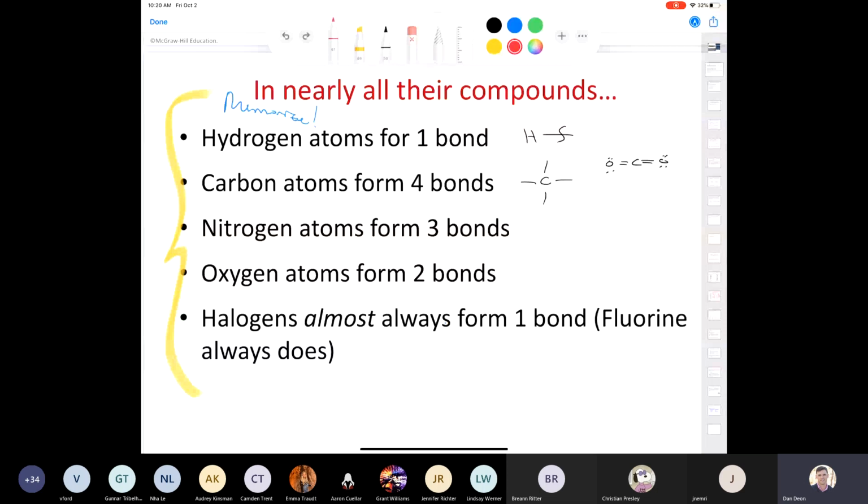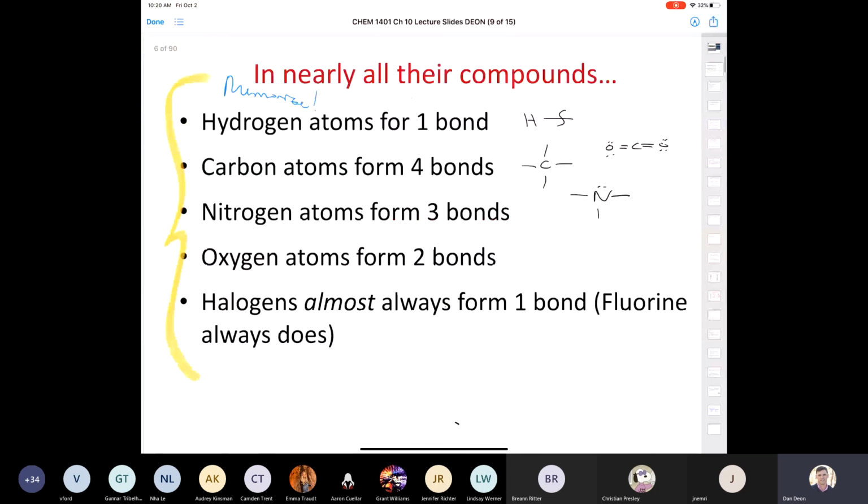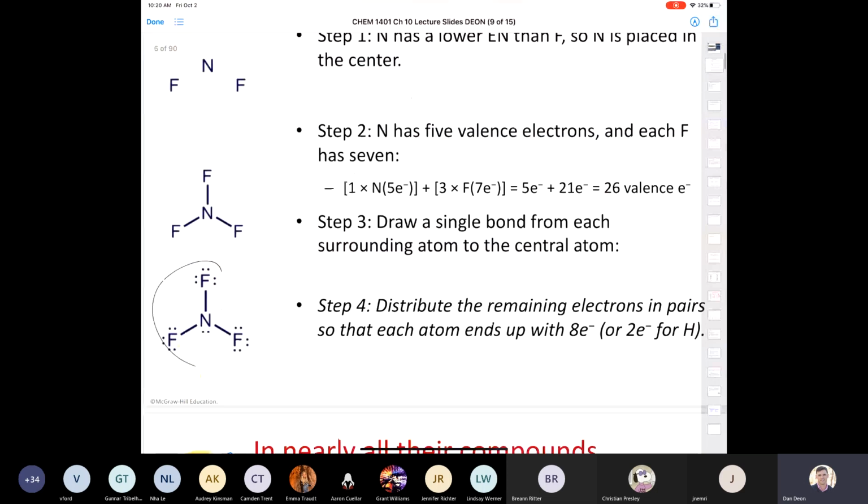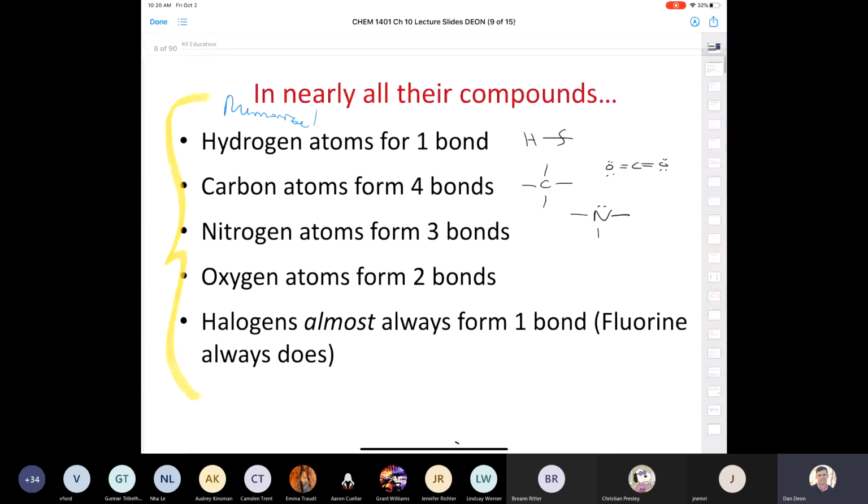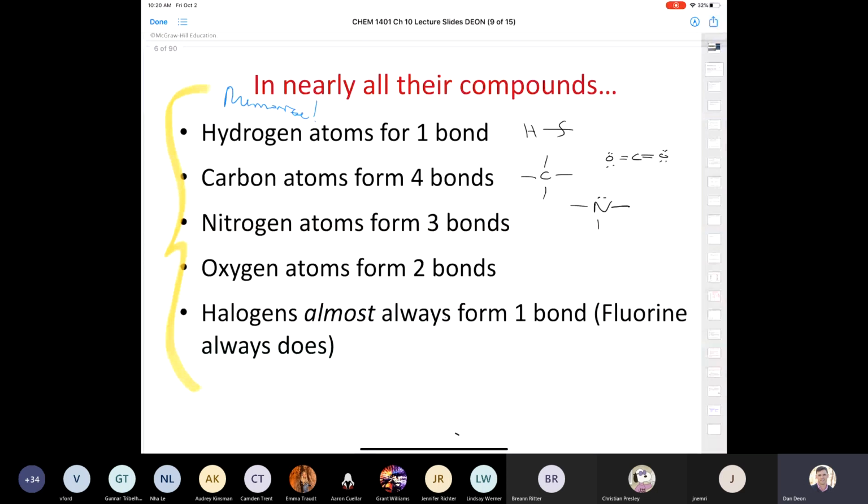Nitrogen atoms form 3 bonds. So nitrogen is going to form 3 bonds like this. It usually has 3 bonds and a lone pair. Don't believe me? Let's go back here. Okay, I know you believe me. Where was I? Oxygen atoms form 2 bonds. So oxygen usually has 2 bonds and 2 lone pairs like that.